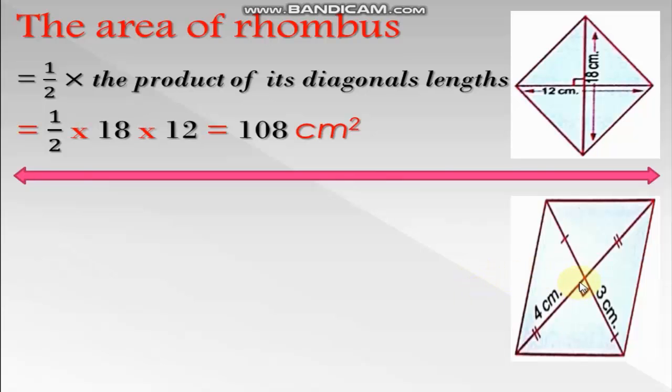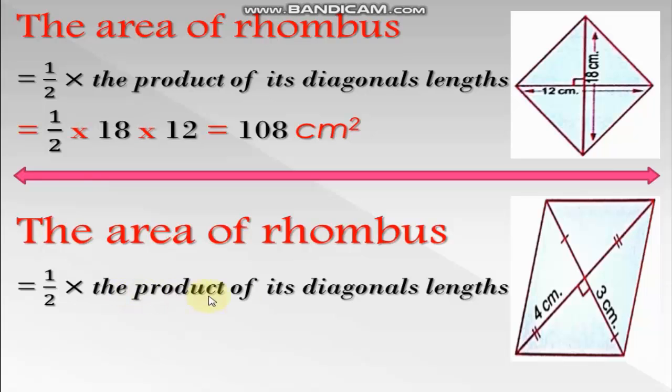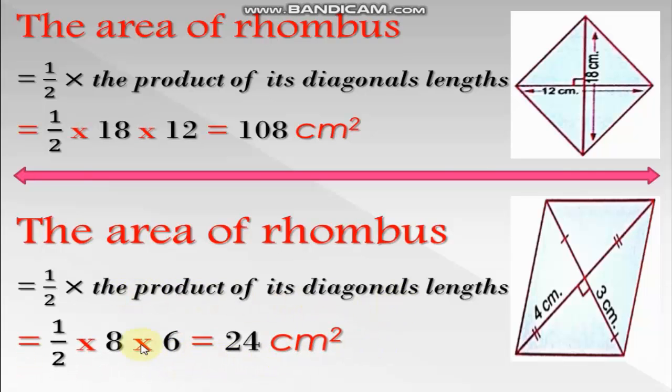Another example, this side length is 4 centimeters, so the whole diagonal here will be 8 centimeters, and this side length is 3 centimeters, so the whole diagonal will be 6 centimeters. To find the area, it will be half times the product of its diagonal lengths. It will be half times 8 times 6. Half 8 is 4, so 4 times 6 equals 24 centimeters square.